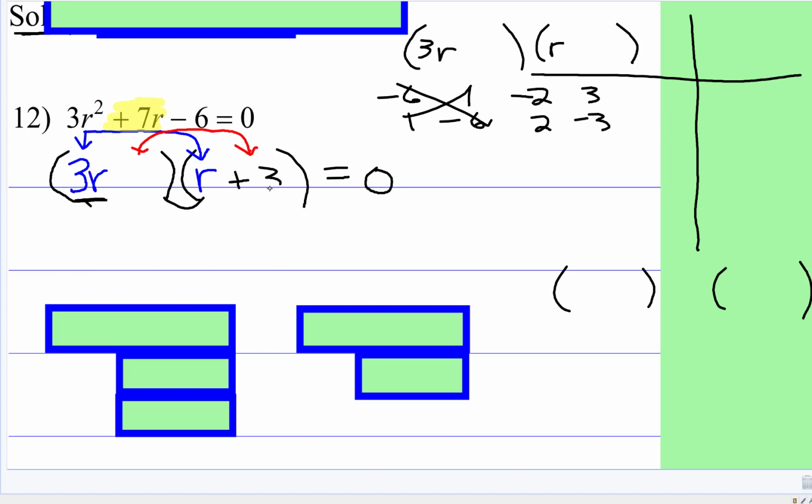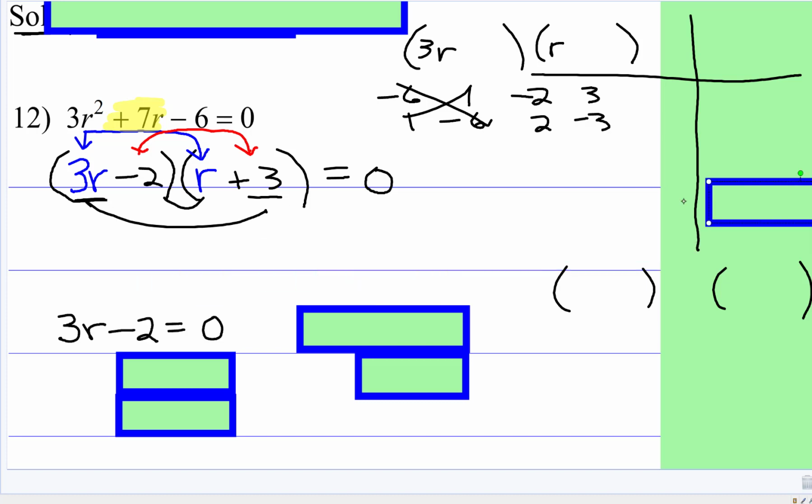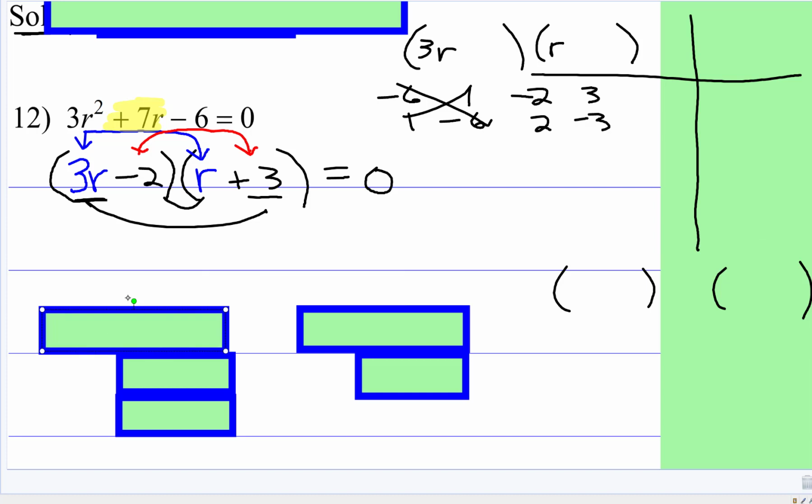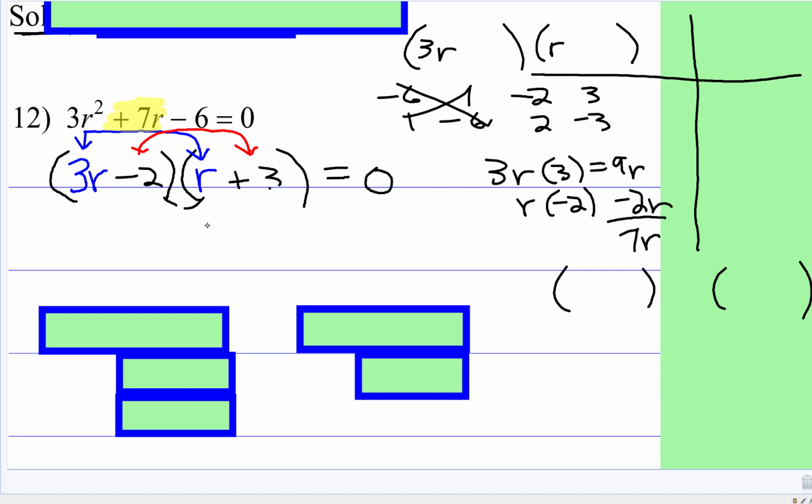Well, if I put +3 here and -2 here, look at what we have. 3r times +3, so 3r times 3 is 9r. And then we have r times -2. Well, that's -2r. And now look, when you add those together, you get 7r. So this is actually how I learned how to solve quadratics when the lead coefficient is not 1.